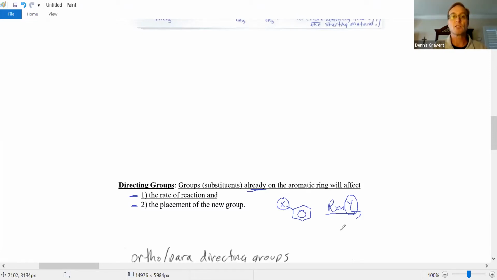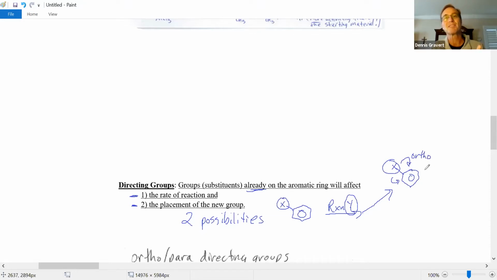Well, turns out there's 2 possibilities of where the group goes. Some groups say, hey, new group, I want you to go ortho to me. Goes right next to me. Remember ortho, meta, and para? Yeah, they're coming back. It's not only useful for naming, it's also useful for understanding directing groups.